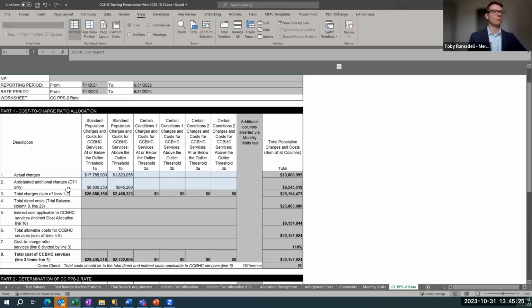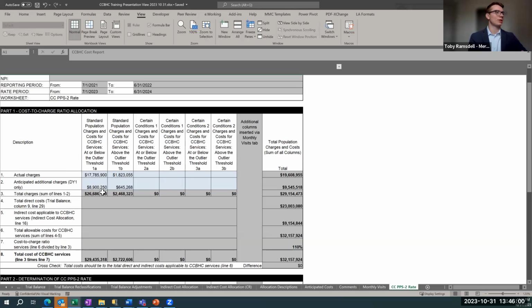You'll report anticipated additional charges as well. So in the next cycle, what do you expect to incur on top of what you incurred historically? What is the expected additional charges that you anticipate? In that case, I've drafted some figures based on assumptions of visit increases and capacity increases, and maybe even expansion of services. What charges can be expected in the following period?